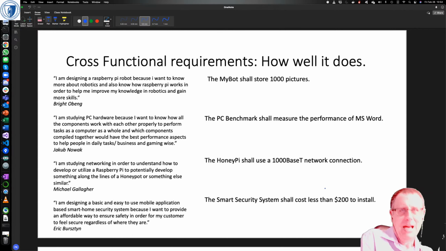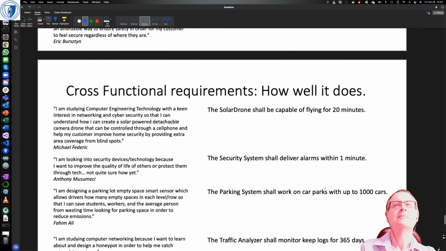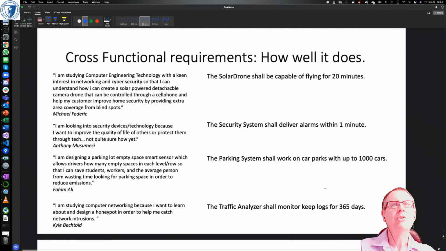So the Honeypot shall use a 1000BASE-T network connection. Maybe it doesn't. The smart security system shall cost less than $200 to install. Having a budget or a cost target is imperative in a lot of systems. The solar drone shall be capable of flying for 20 minutes. The security system shall deliver alarms within 1 minute.